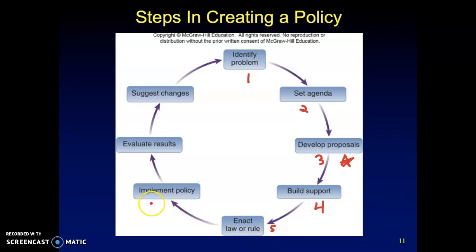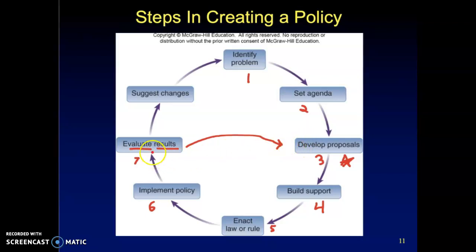After that, we go into implementation. Okay, let's start to enforce this. Let's clean up the lake. Let's decrease pollution. Is it making a difference? We have to evaluate the results. Are the results supporting what we said we wanted to do over here in our proposal? Monitor it. Keep an eye on it. Do we need to make changes?